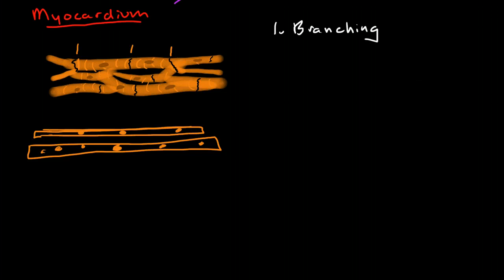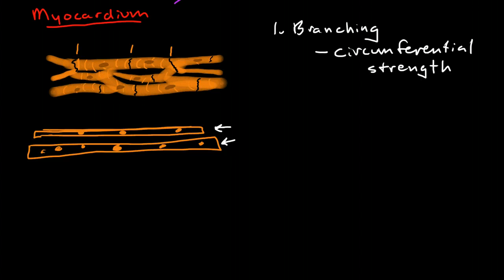Whereas skeletal muscles are laid parallel to each other, myocardial cells are interwoven together, sort of like in a basket weaving formation, and this adds strength in a circumferential direction. So circumferential strength. And if you picture the nature of the heart, you'll understand intuitively why the heart needs circumferential strength. And also because of this interconnectedness, it allows the efficient passage of action potentials throughout the tissue.